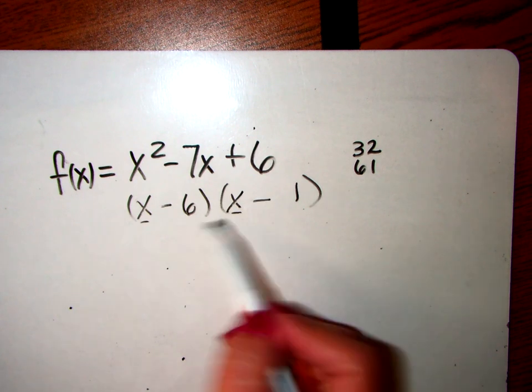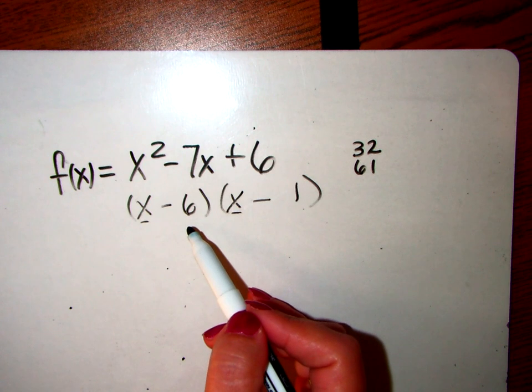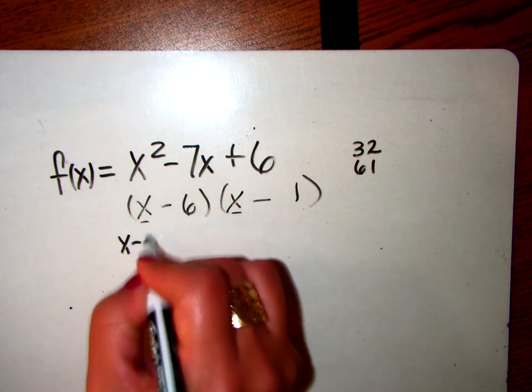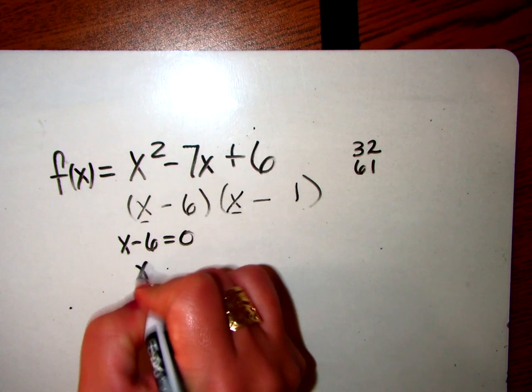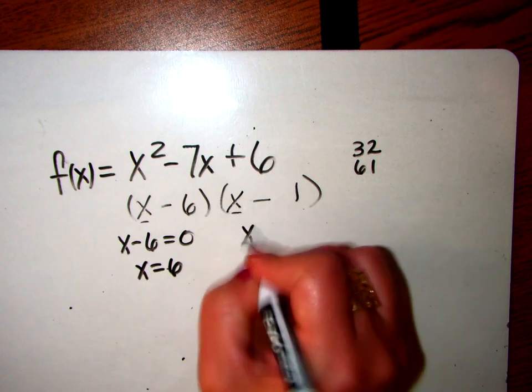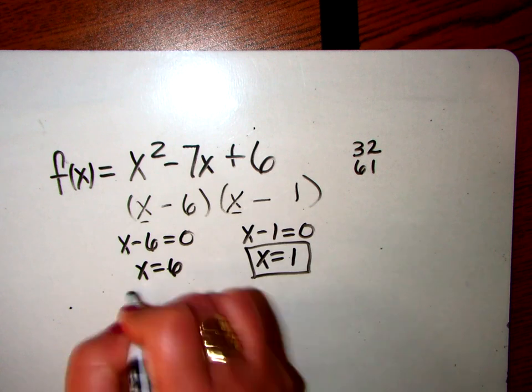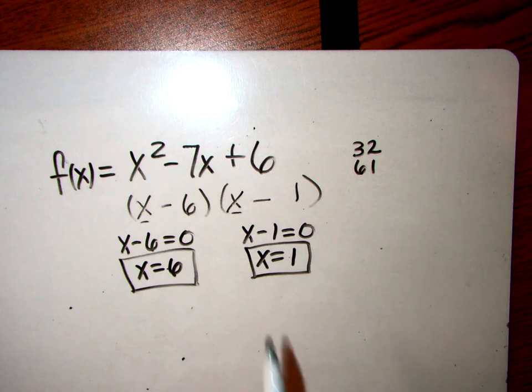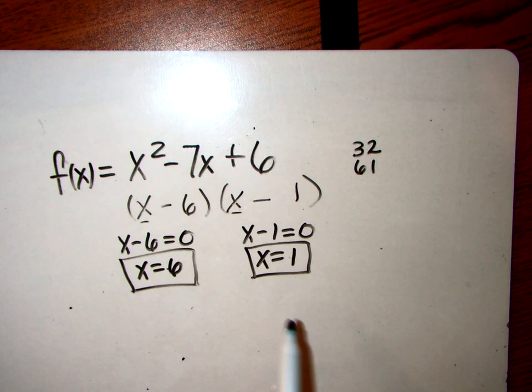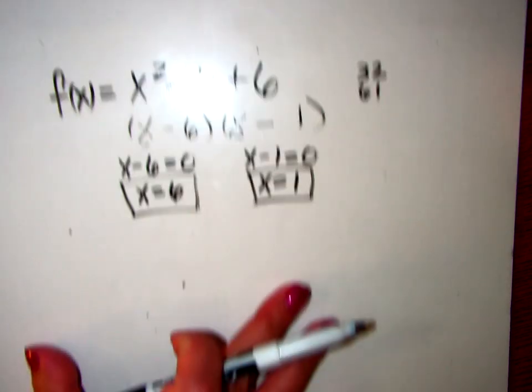Okay? And now we have two factors. When they ask us to solve or find the zeros, you are going to set each factor equal to 0 and solve for it. And you are done. You just found your zeros, which are also called your x-intercepts, which are also called roots. They are all the same thing. Okay? All right, let's try another one.